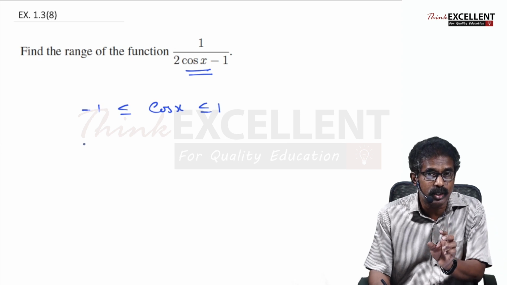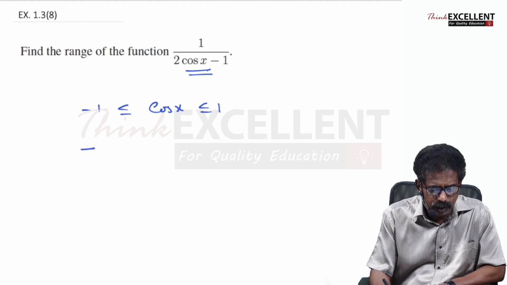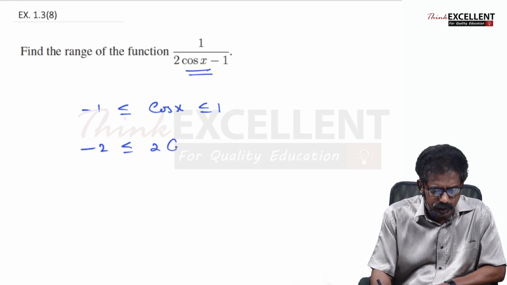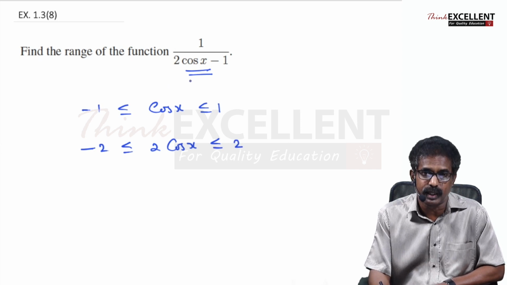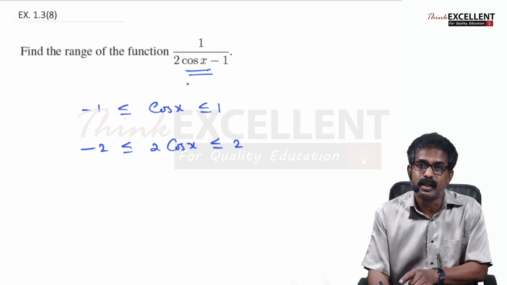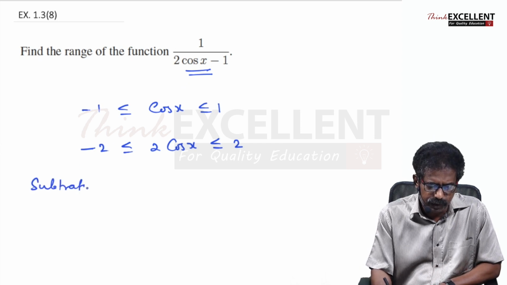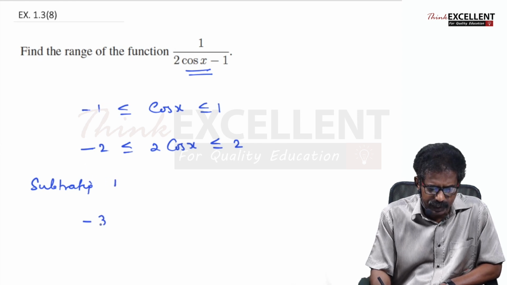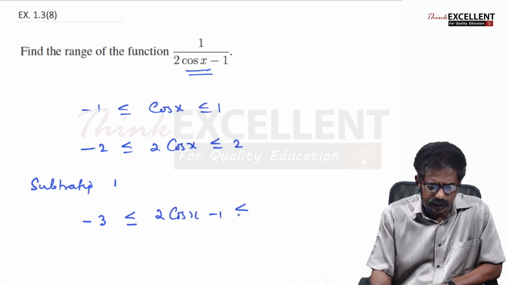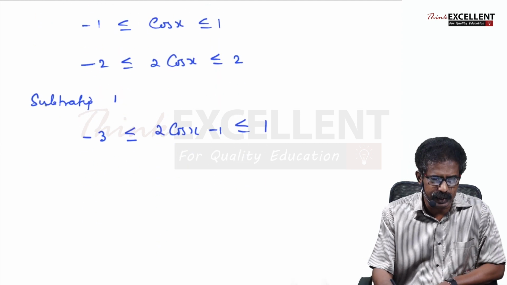When you multiply by a positive number, 2 is positive, so there is no change in the inequality. Multiply by 2: minus 2 less than or equal to 2 cos x less than or equal to 2. Okay, 2 cos x, you got it. Now in the denominator we have a minus 1, so the next step is subtracting 1 from every term. Minus 2 minus 1, what is that? Minus 3 less than or equal to 2 cos x minus 1 less than or equal to, when you subtract 1 you are getting 1. Subtracting 1 makes no change in the inequality.